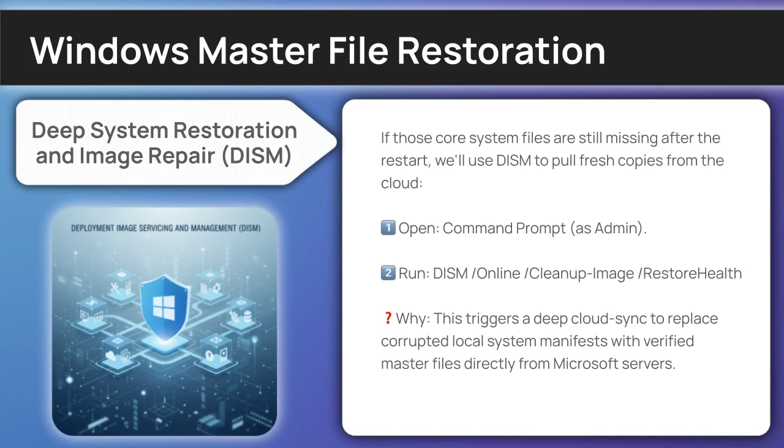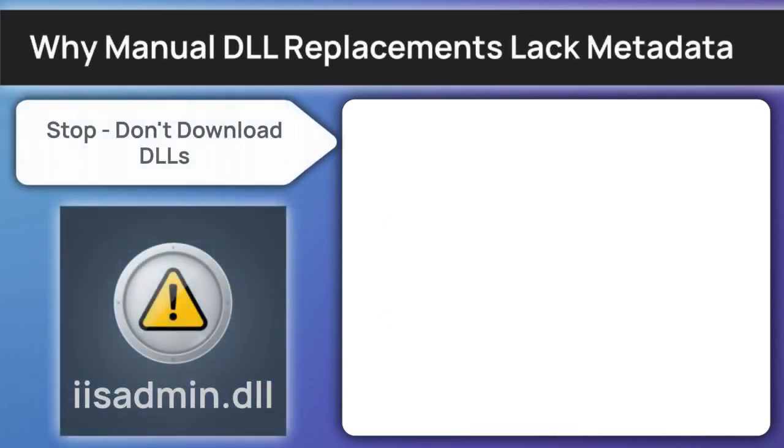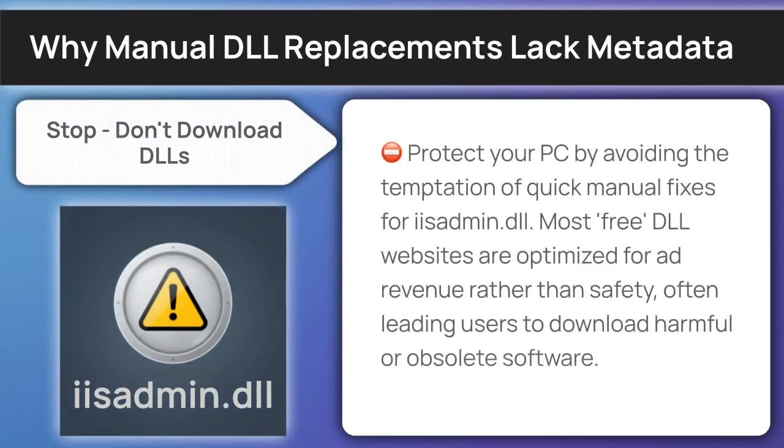Why are we doing this? Well, this triggers a deep cloud sync to replace corrupted local system manifests with verified master files directly from Microsoft servers. From a systems engineering perspective, there is one major security pitfall I need to help you avoid. Ensure your personal information remains secure by avoiding third-party mirrors for IIS Admin Library DLL that lack the verification found in official system repair protocols.